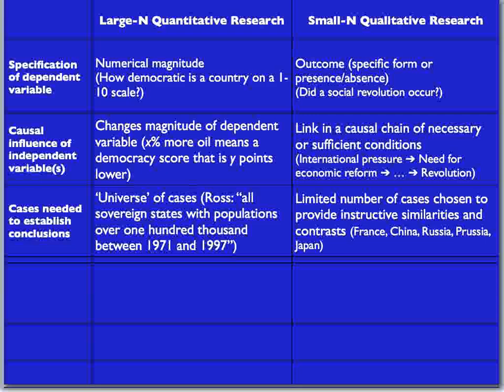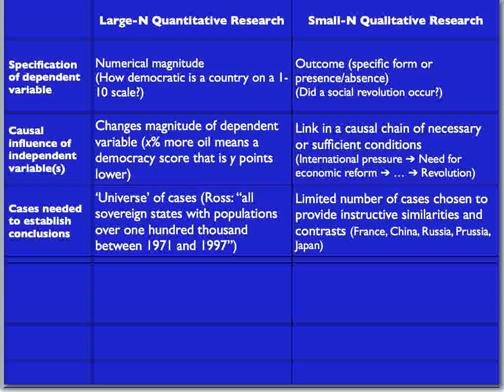Large-N quantitative researchers think that they need a lot of cases to establish conclusions. To some extent, this is just an artifact of the statistical method. The computer will tell you that you need a certain number of cases before it's able to do its thing to calculate the coefficients. So Ross uses a universe of cases. His are all sovereign states with populations of over 100,000 between 1971 and 1997.